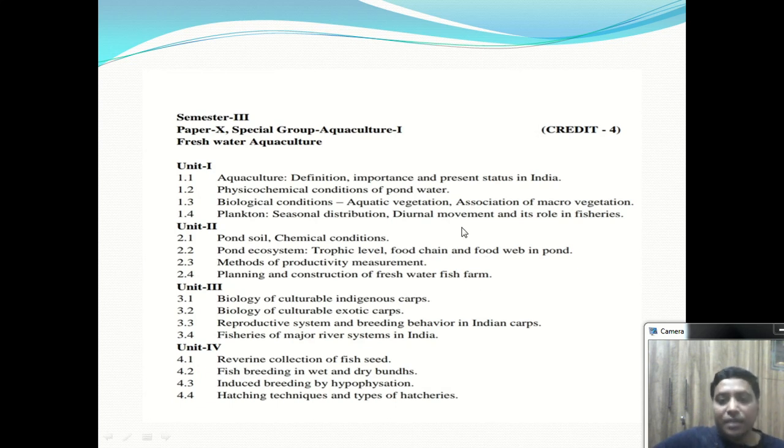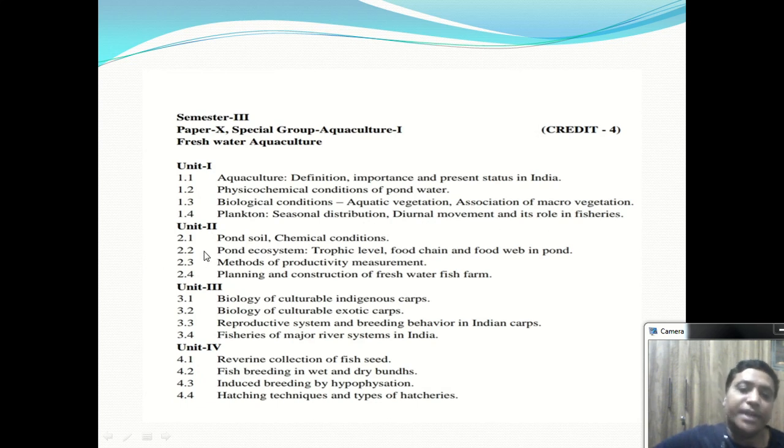Then diurnal movement of plankton means the movement of that plankton seen during the daytime and the night time, and it is called the diurnal movement. And what is its role in fisheries? So the fourth topic is plankton, that is the seasonal distribution, diurnal movement and its role in fisheries.